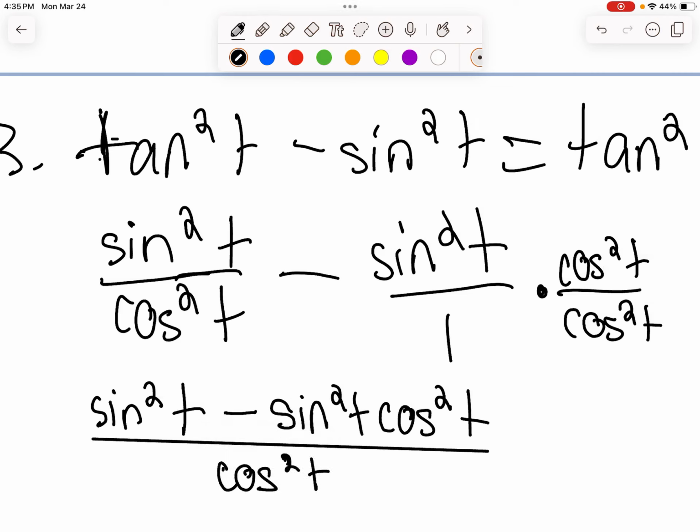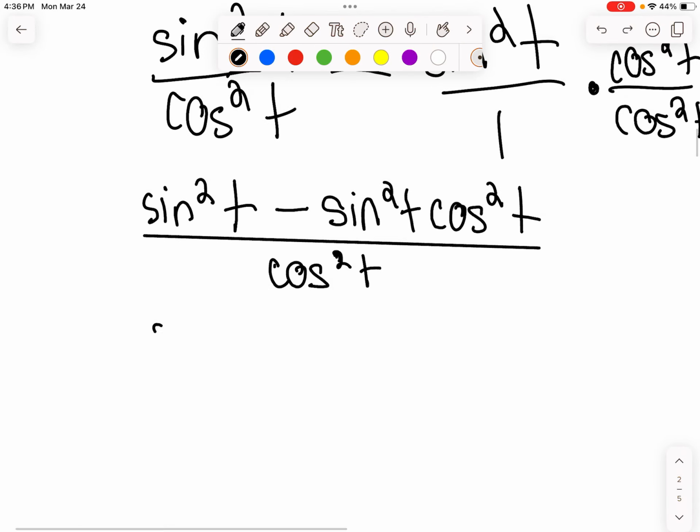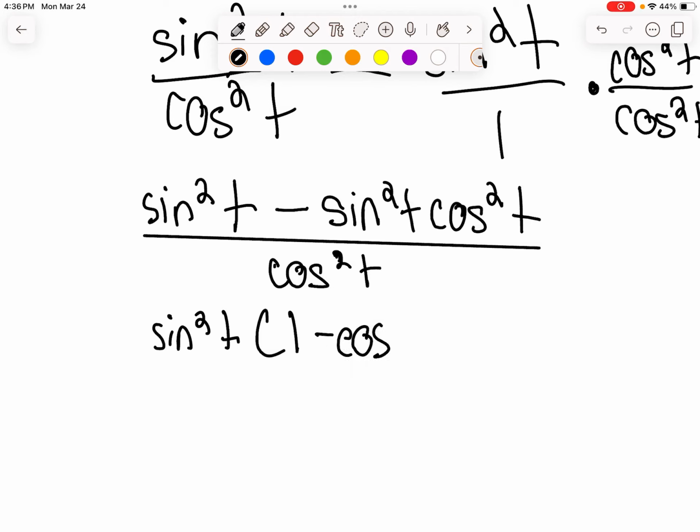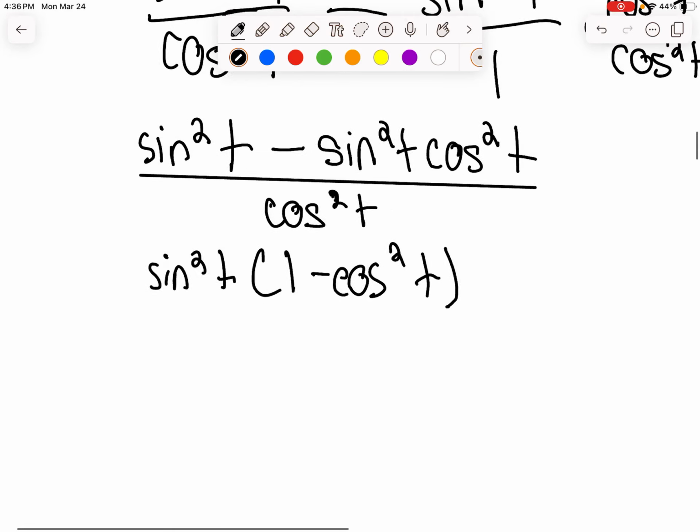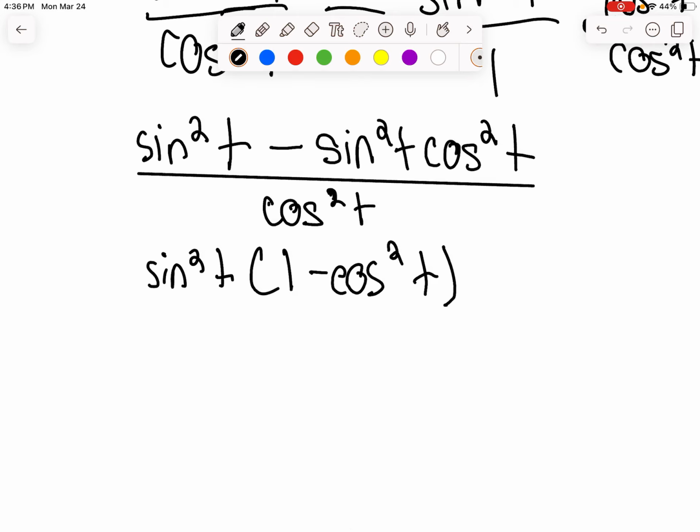Now, in the numerator, you can see we have two of the same things. This sine t, this sine t. So we can factor those out. You'll get sine squared t times 1 minus cosine squared t. And this is really good for us because it simplifies. Specifically, this is just another sine squared t.